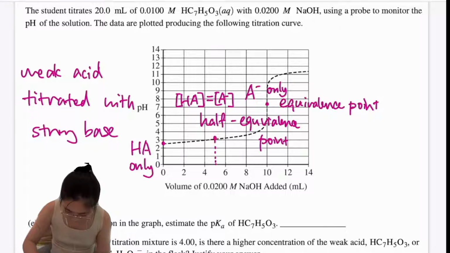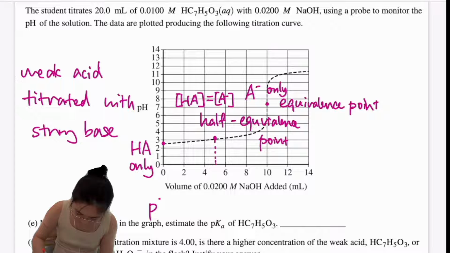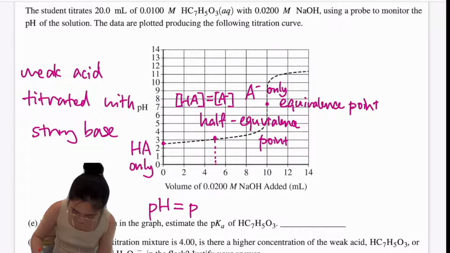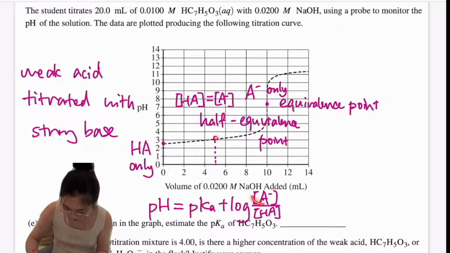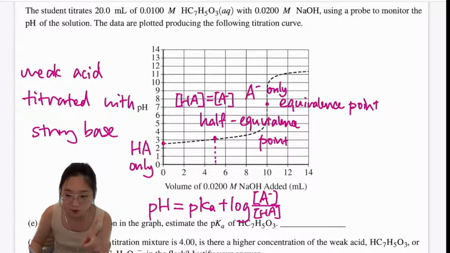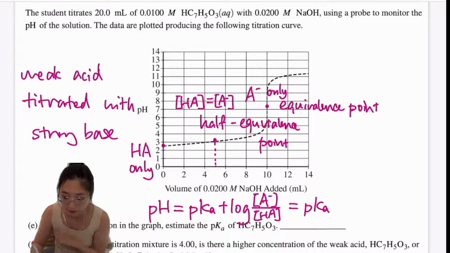Which means at the half equivalence point, its pH value is exactly the same as the pKa value, because according to the Henderson-Hasselbalch equation, pH is equal to pKa plus log of the concentration ratio of the conjugate base and the weak acid. At the half equivalence point, the ratio is equal to 1. Log 1 is equal to 0. So pH is equal to pKa plus 0.